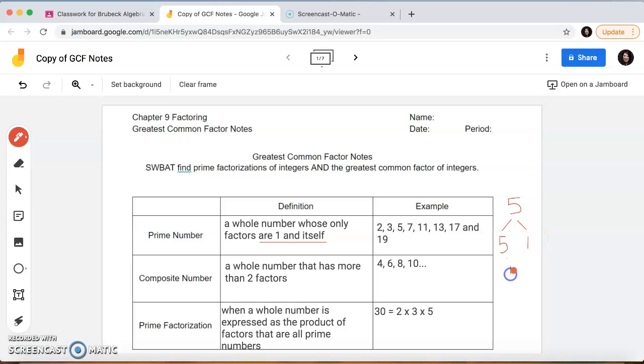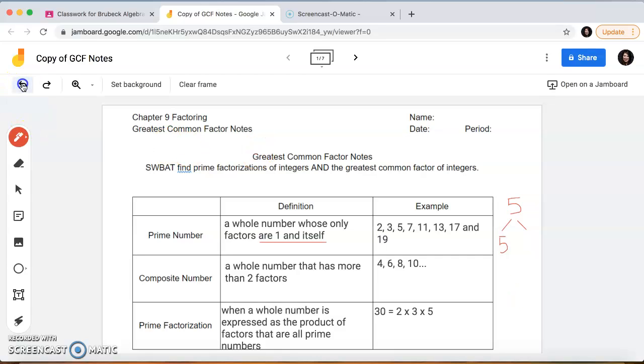The same thing is true about the number 11. The only numbers that multiply to get us 11 are 1 and 11. If that is the case, that is called a prime number. The word factor means numbers that when you multiply them, it equals something else. So 1 and 11 are going to be factors of 11.